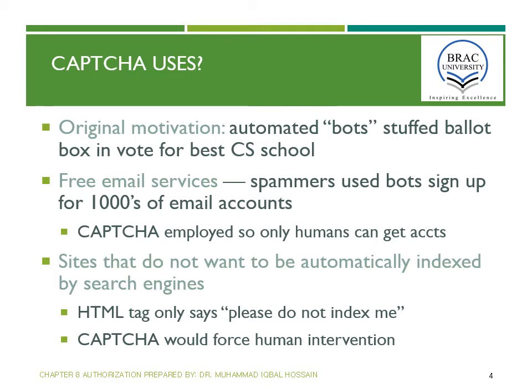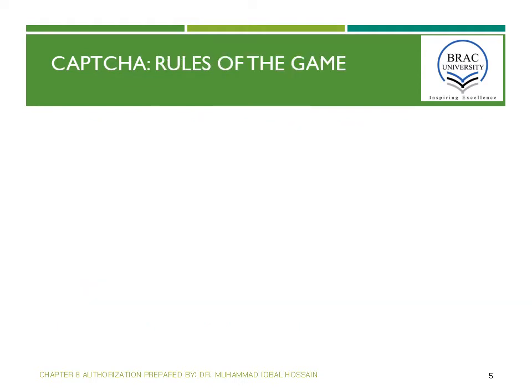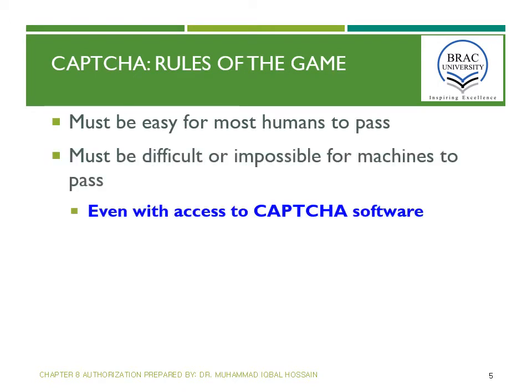Also, there are some sites that don't want to be automatically indexed by search engines. In those cases we can also use CAPTCHA. But a CAPTCHA must be easy for most humans to pass. That is the main rule actually. It will be easy for humans, but difficult or impossible for machines. Although you might have seen some videos of machines passing some CAPTCHA tests.